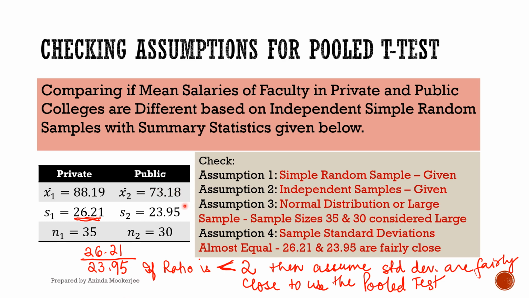dollars per year. The standard deviation 26.21 again is in thousands, and n sub 1, the sample size for private colleges that was used, was 35, and for n sub 2, it is equal to 30, right? So this is the data we are going to work with.